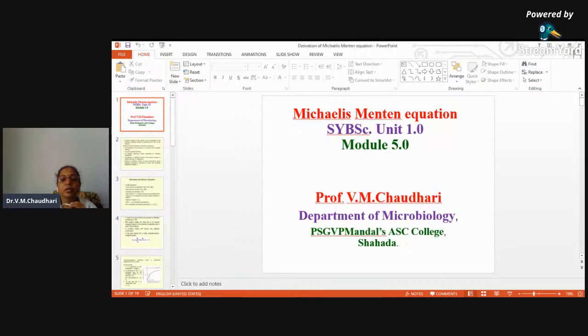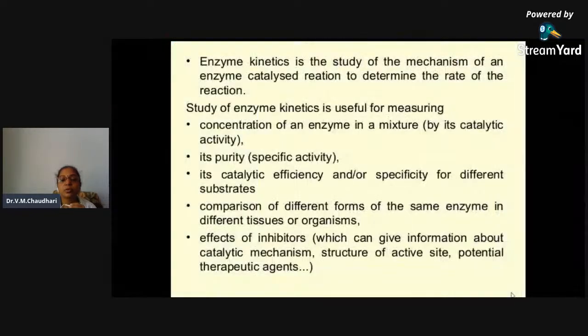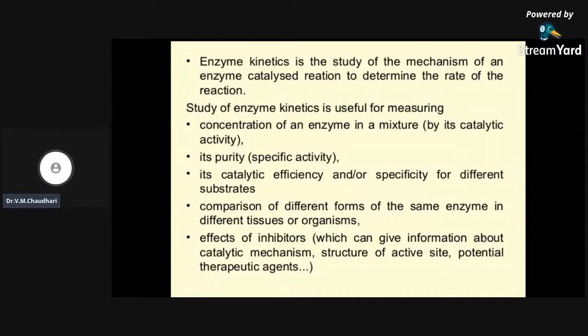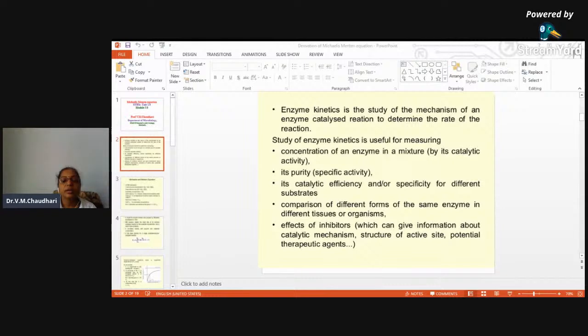Now today we are going to see about the Michaelis Menten equation. So I will take the introduction of Michaelis Menten equation and we will see how much of the equation we will complete, but we will try to finish. If not possible, we will finish in the next lecture. So all this topic is enzyme kinetics. So what is meant by enzyme kinetics? Enzyme kinetics is the study of mechanism of an enzyme catalyzed reaction.